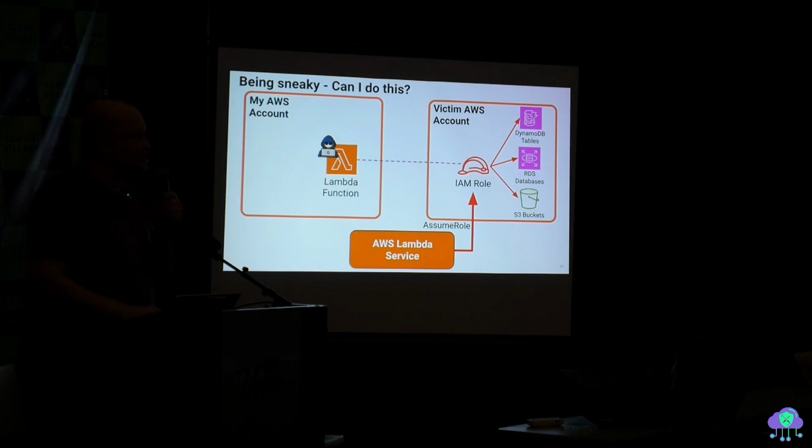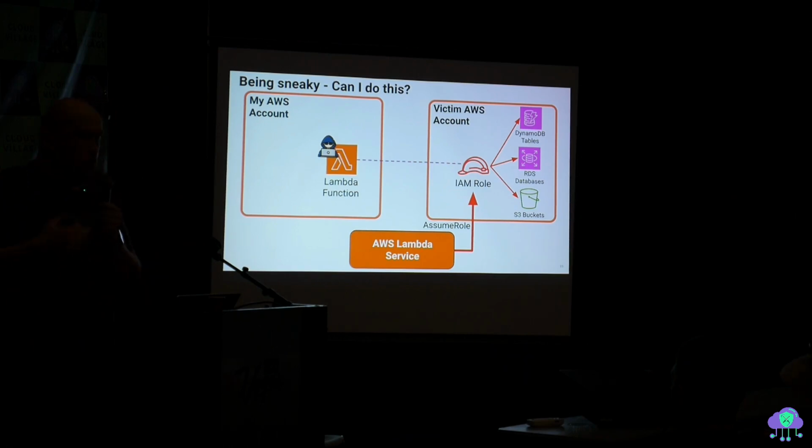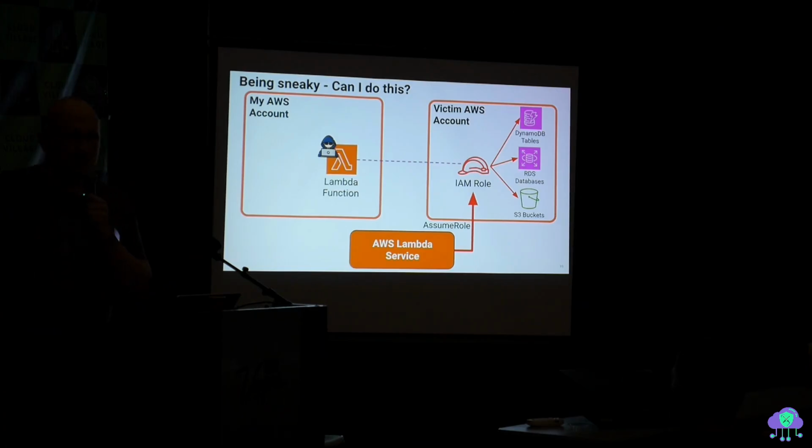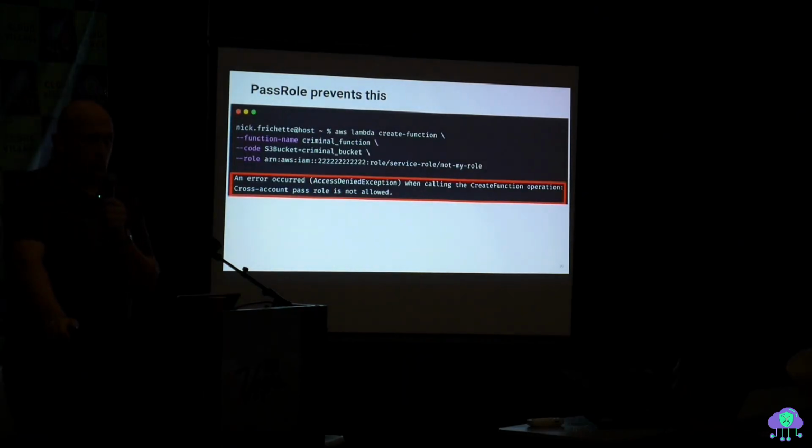Preferably one that we don't have legitimate access to. Could we cause this Lambda service to assume the role in the victim account and access resources or do things that are beneficial for us? Well, the good news or bad news, depending on your perspective, is there is something that's supposed to stop this. And that's called PassRole.